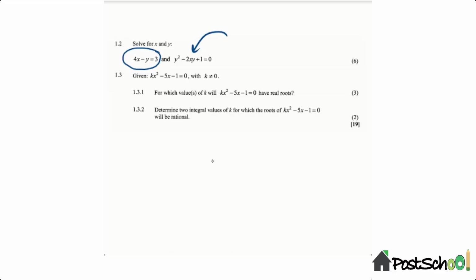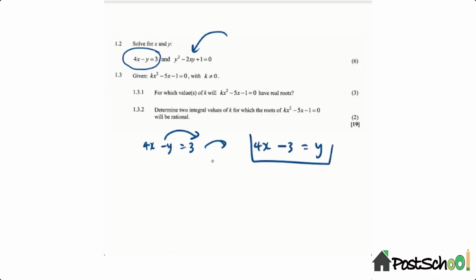So if you're looking at this and saying you have 4x minus y equals 3, which one must you make the subject of the formula? It's easy to see that y is easier to make the subject of the formula because x is not alone. Actually, you have 4x, but for y you just have negative 1y, which is easier to work with. So I'll make y the subject of the formula by taking y to the other side, and then you have 4x, and then take 3 to the other side, equals y.